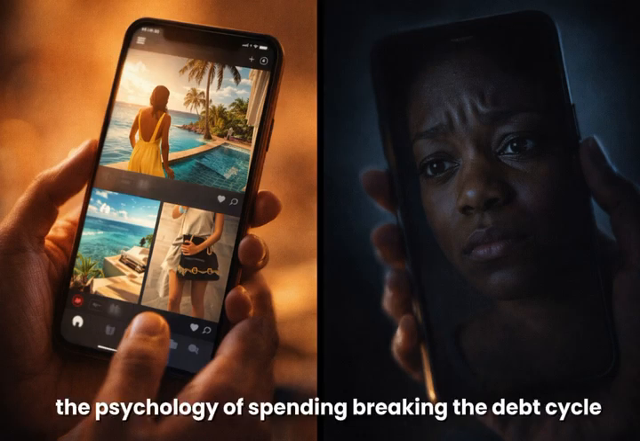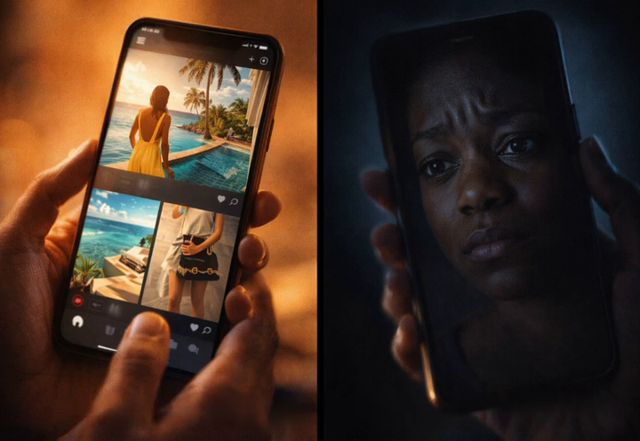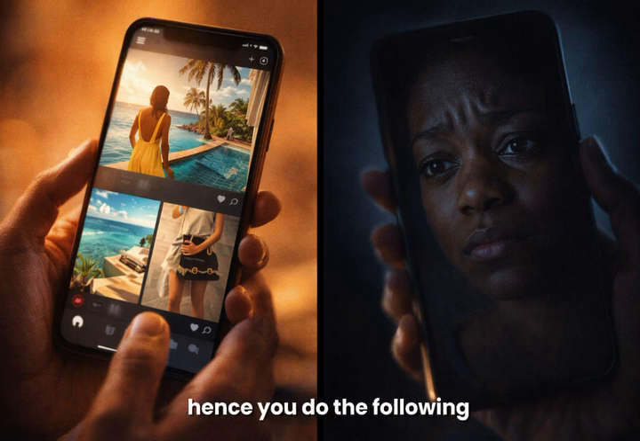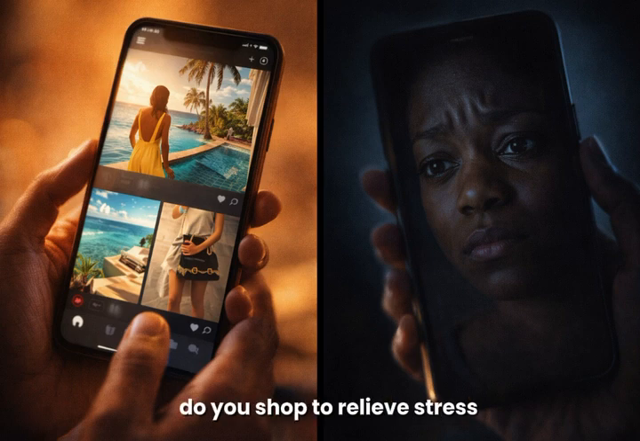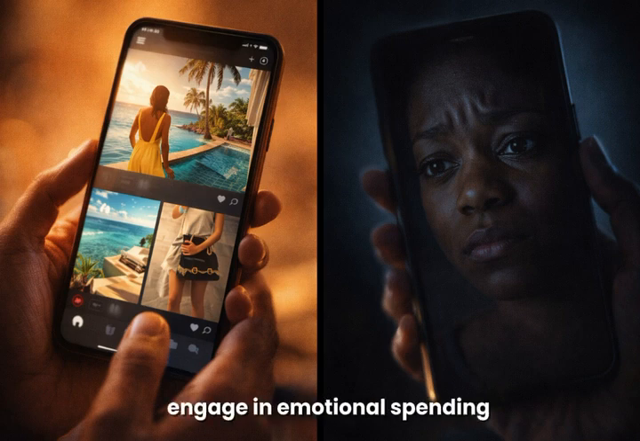The psychology of spending, breaking the debt cycle. Debt is often a behavioral issue before it is a mathematical one, hence you do the following. 1. Identify your triggers. Do you shop to relieve stress? Keep up with social media trends, fear of missing out, FOMO? Engage in emotional spending? Recognizing these patterns is the first step to changing them.